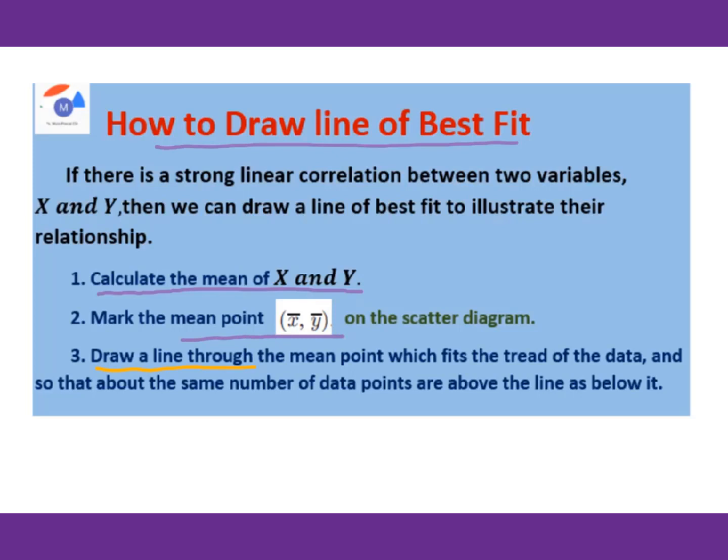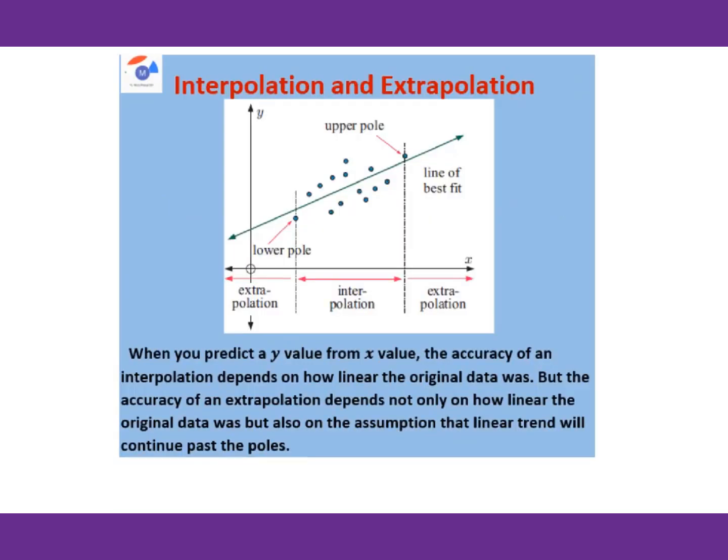Draw a line through the mean point, which fits the trend of the data, so that about the same number of data points are above the line as below it. Interpolation and extrapolation. Look at this diagram. This line is a line of best fit.